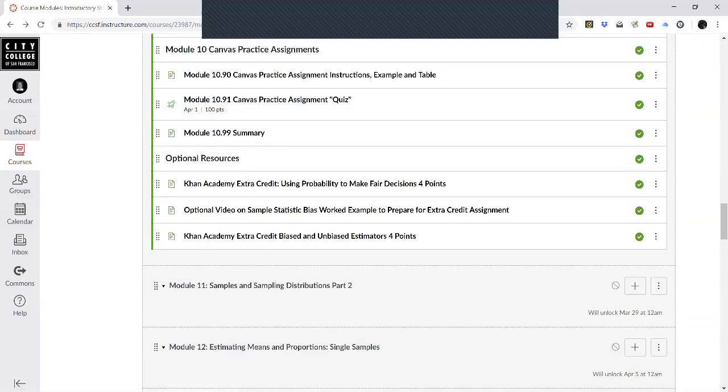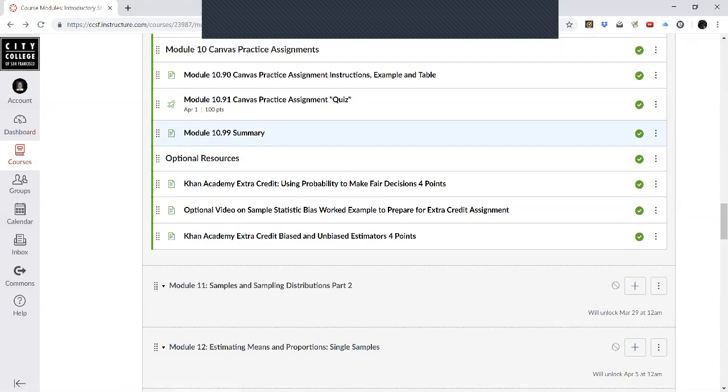Now, the Canvas practice assignment is a little more complicated than usual. You'll need to read and go through the instructions and the example very carefully, and then use the same data that's in the instructions and example to do the assignment yourself. You'll enter your answers directly into Canvas, and it will tell you at the end whether you did it right or not. If you didn't do it right, you'll be able to do it over until you get the right answers. There's a few extra credit assignments available on Khan Academy in this module as well.